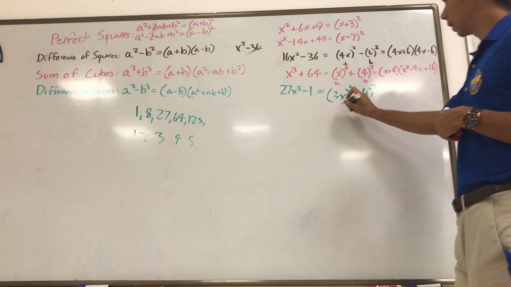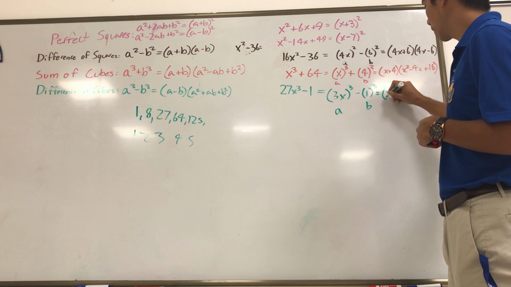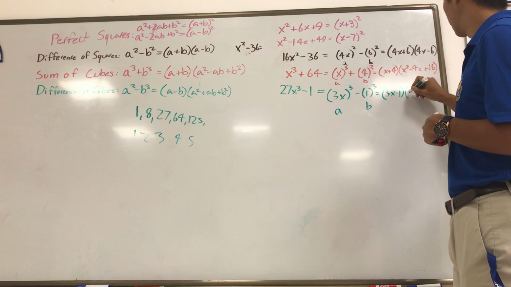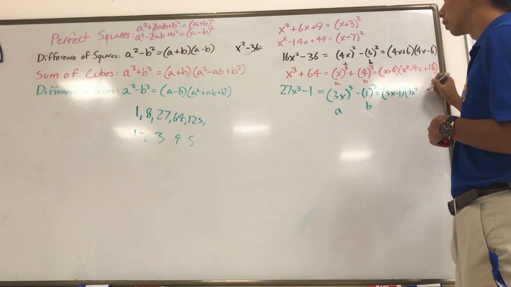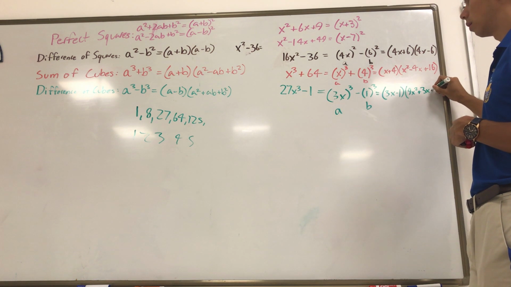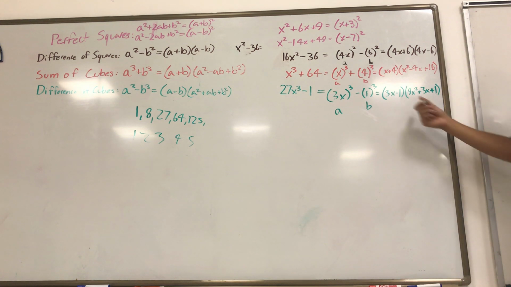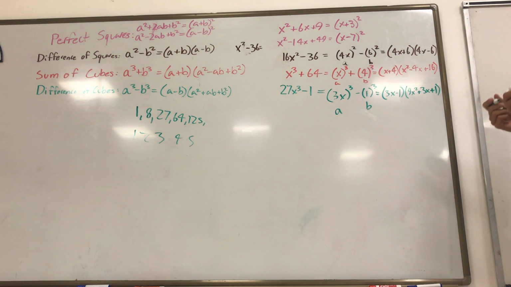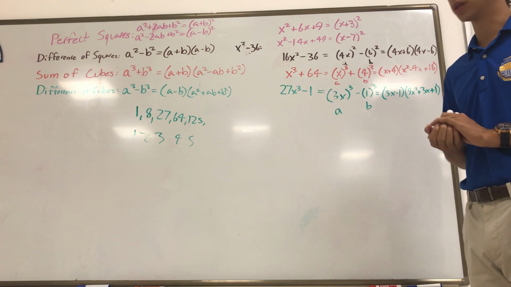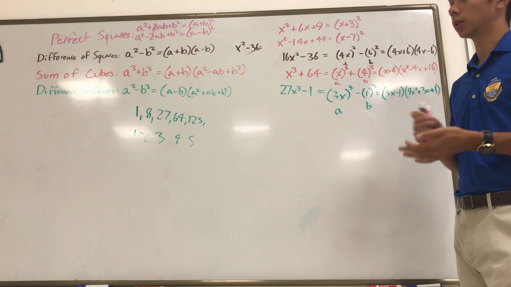Okay? So we have 3x as my a, 1 as my b, so that means that my factorization is going to be 3x minus 1 times 9x squared plus 3x plus 1. Okay, so this is another factorization. This one, again, I don't think that you can factor any further, but these are the special forms and shortcuts for factoring some of the more difficult expressions that you need to do.